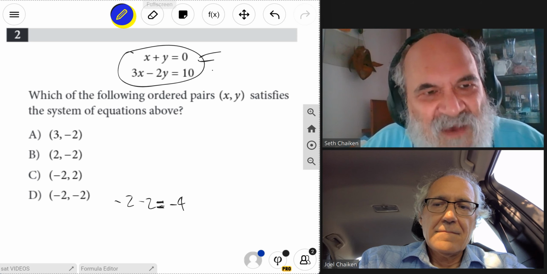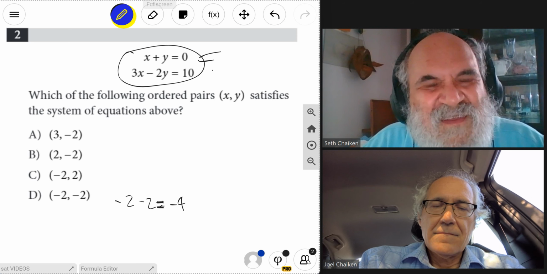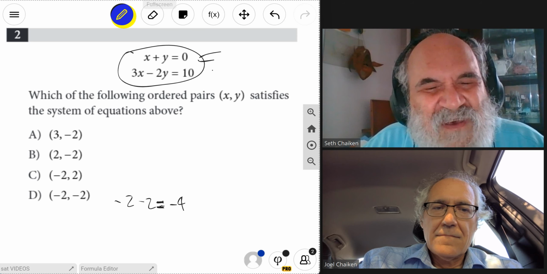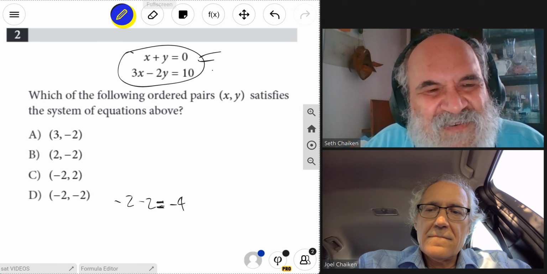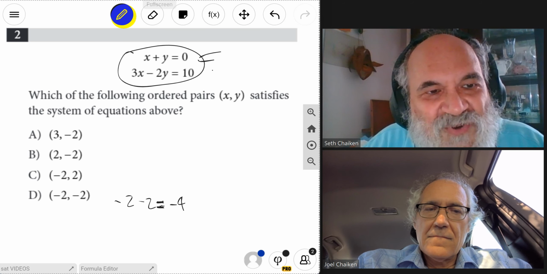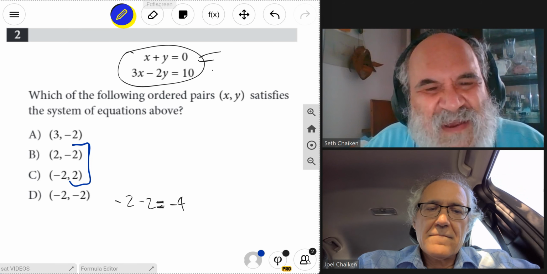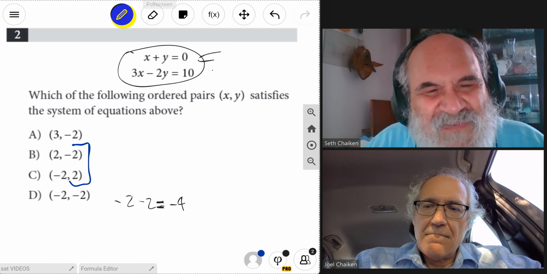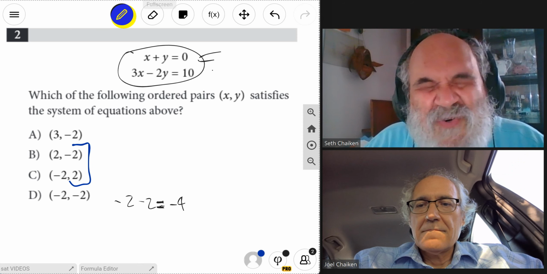So then this is an SAT test, and so they give you the questions. They give you the right answer. They give you choices that include the right answers. So the only two possible choices are B and C. Those are the only ones where the first number plus the second number equals 0. And then the problem is that leads you to it.